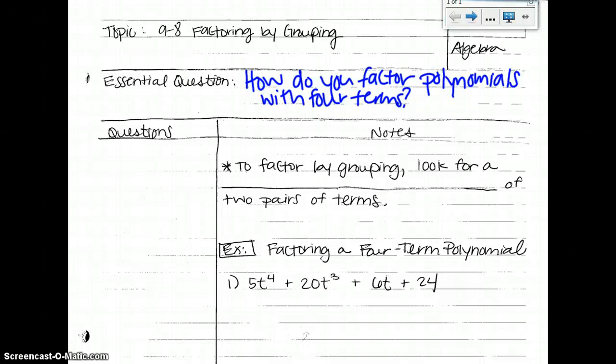Okay, we are working on Chapter 9, Section 8, Factoring by Grouping. Our essential question is, how do you factor polynomials with 4 terms? Okay, down below, to factor by grouping, look for a binomial factor of 2 pairs of terms. Remember, binomial is a polynomial with 2 terms.